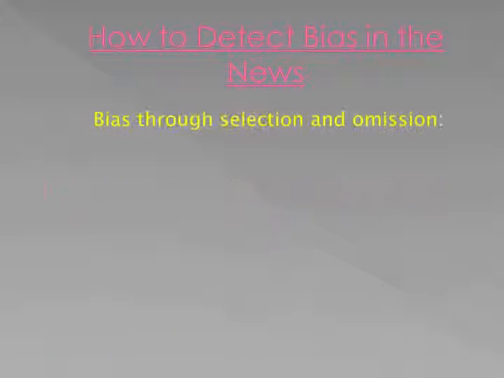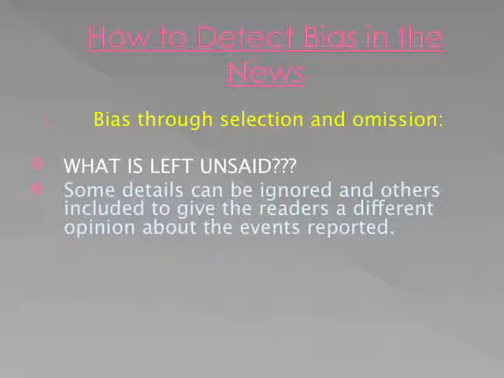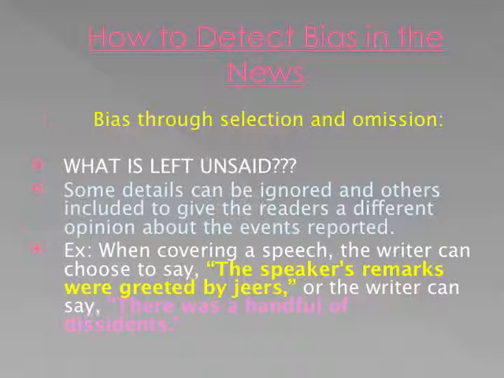The first way is bias through selection and omission. So basically, you state a fact, but you leave out part of the truth. Like the example, if I'm writing an article and I'm covering a speaker coming to speak to North Lincoln, and I say the speaker's remarks were greeted by jeers. Well, if I don't tell you much about the speaker, what they said to get those jeers, that's pertinent information. That's pretty important. But if I don't provide that information, you might assume the speaker's not a very good speaker. You might not think very highly of him just based on the fact that I don't tell you all the information.